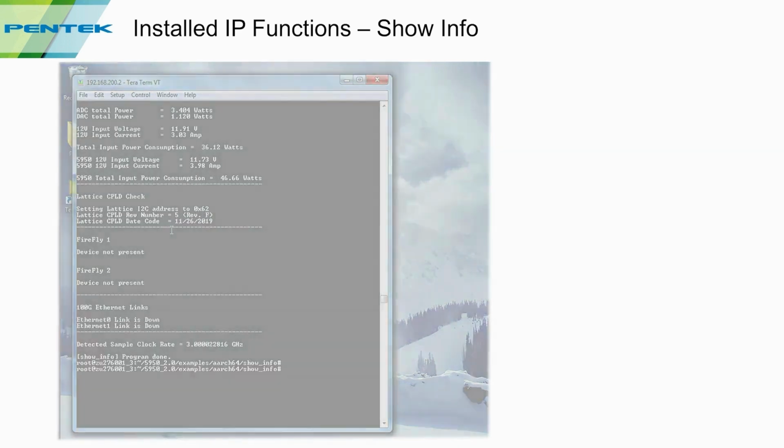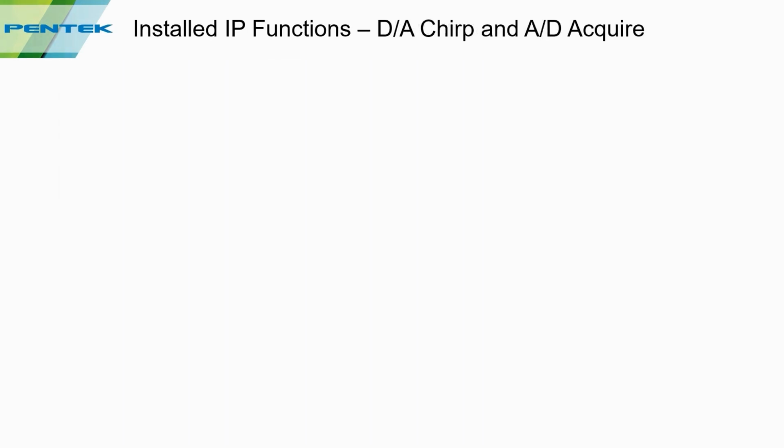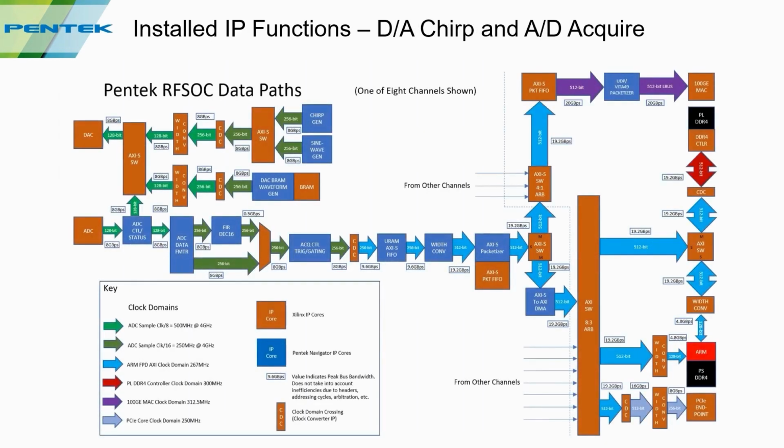Now let's take a look at a more sophisticated example. Okay, for this example, let's go back to the block diagram. Now everything I'm showing is built-in IP, so what we're going to do is use the chirp generator that's built in. It'll generate a chirp, send it out the DAC. We're going to wire this back into one of the A to D channels where it'll be acquired, and then ultimately it'll appear on the ARM processor where it can be sent out through the 1 gig E to the host computer for displaying the signal.